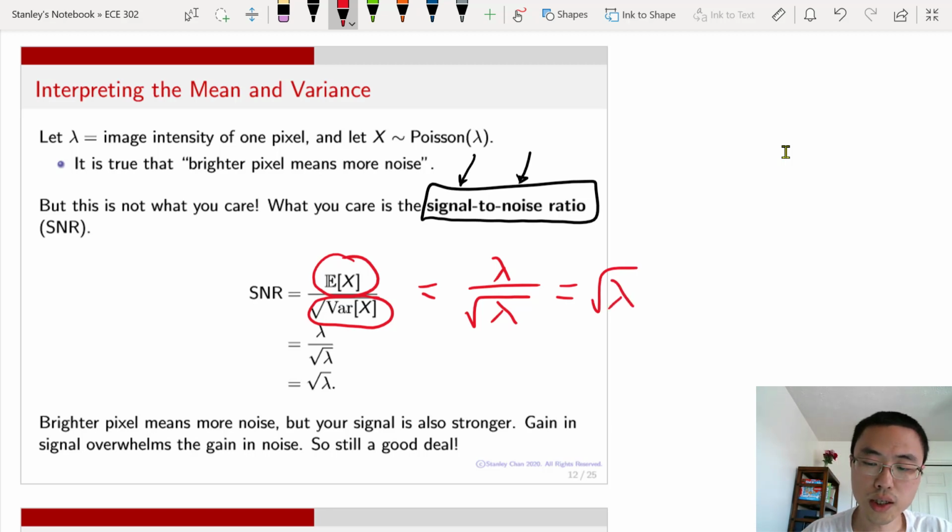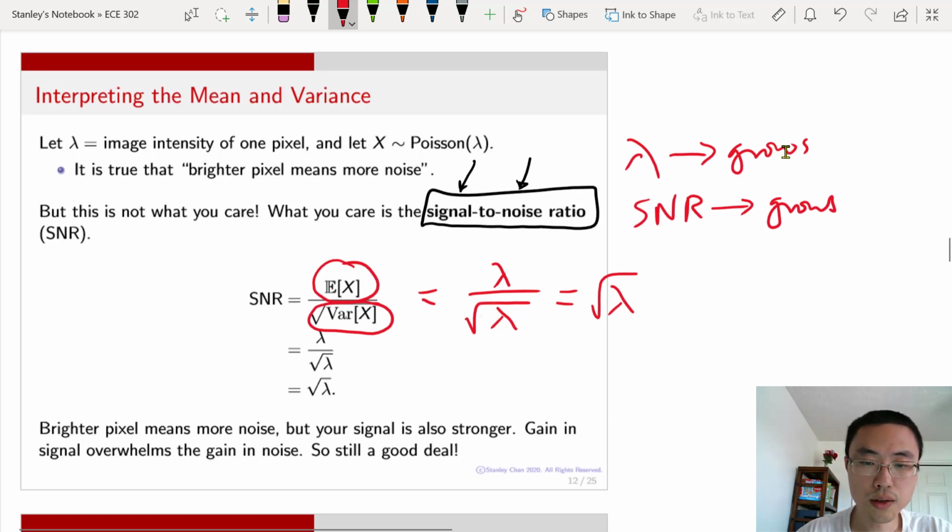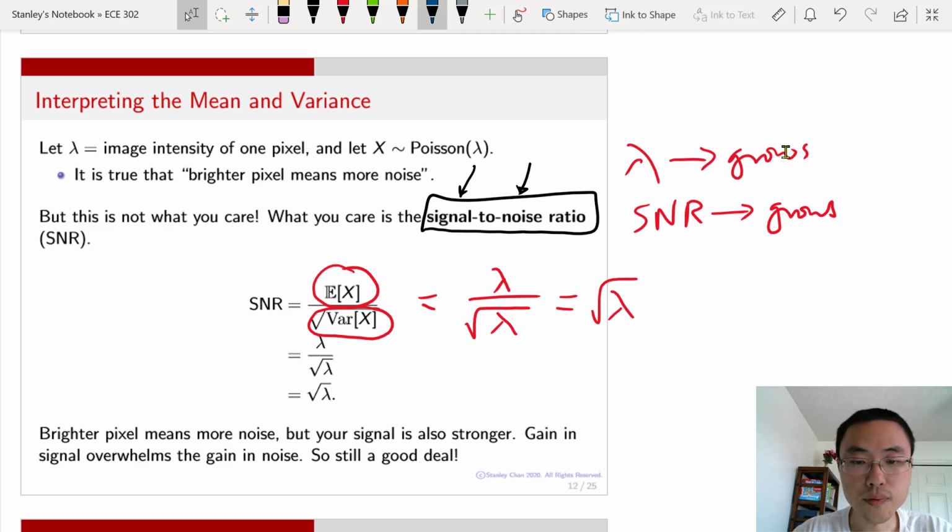So as lambda grows, this SNR actually grows. You ask, all right, so what? Well, the message here is that yes, your noise is getting bigger and bigger as your signal becomes stronger and stronger. However, the growth of your signal actually overrides the growth of the noise, and therefore the signal to noise ratio scales as a function of the square root of lambda.